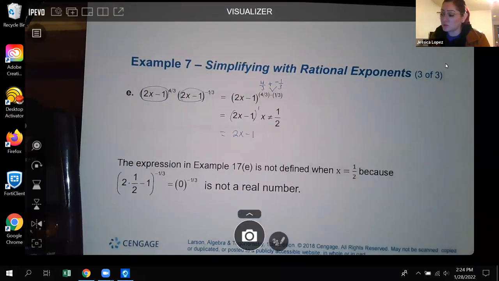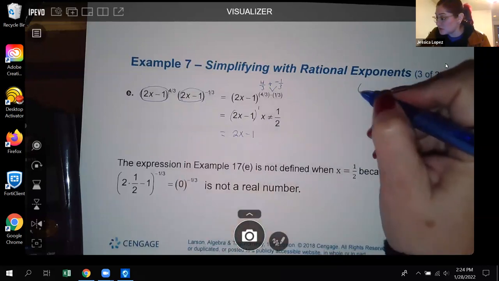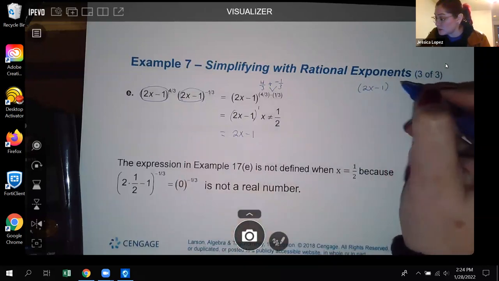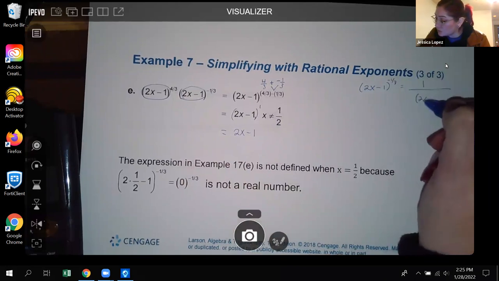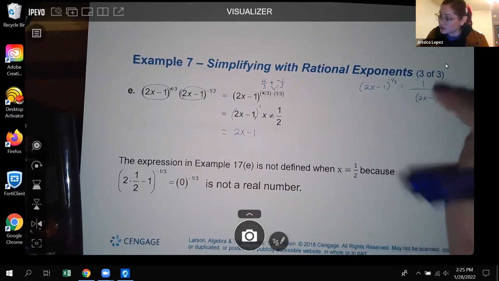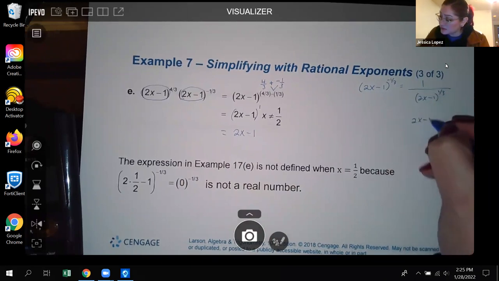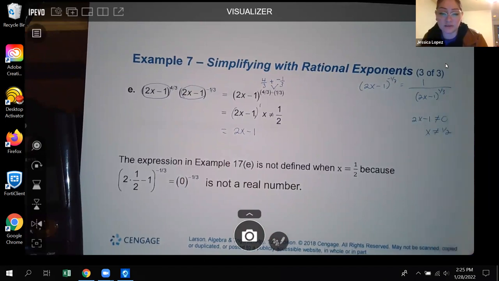Why can x not equal 1/2? Remember that this is a negative exponent. So (2x minus 1) to the negative 1/3 means 1 over (2x minus 1) to the positive 1/3. And the fact that that expression is in the bottom means that that expression cannot equal 0. Okay? So if I add 1 and then divide by 2, that's where the x cannot equal 1/2 comes from.